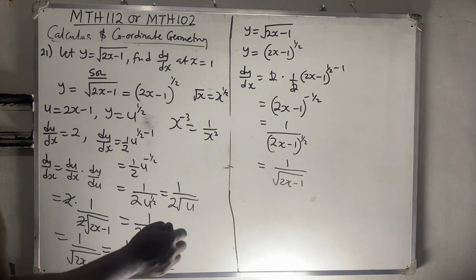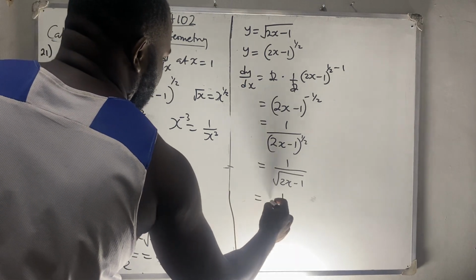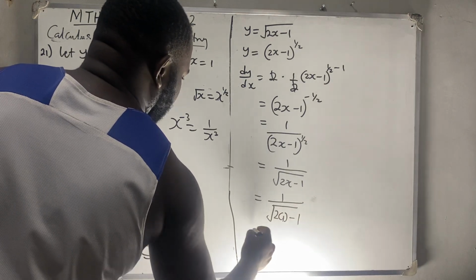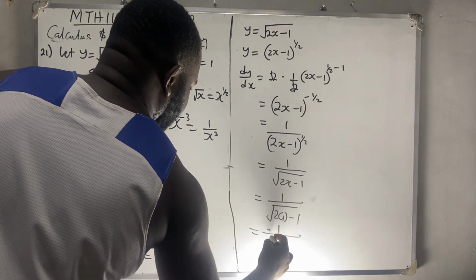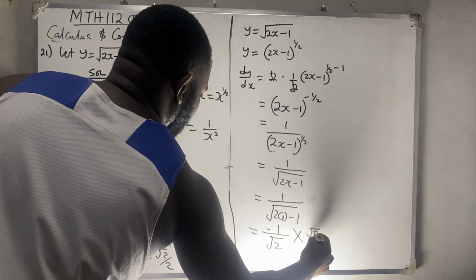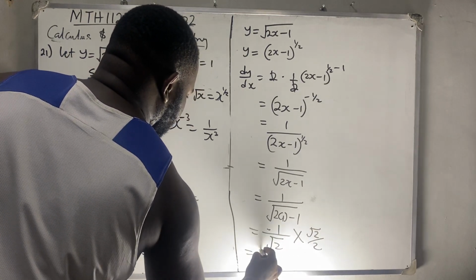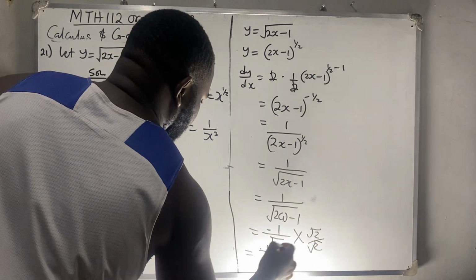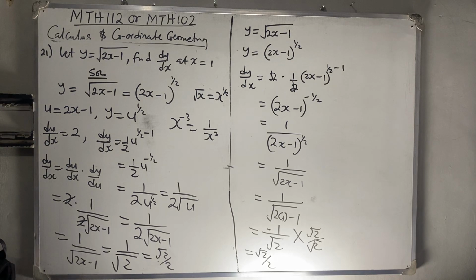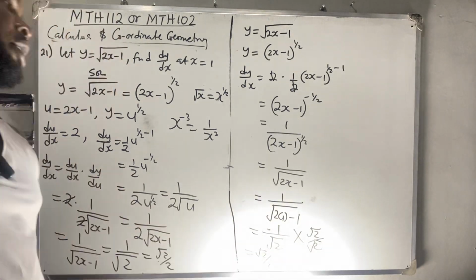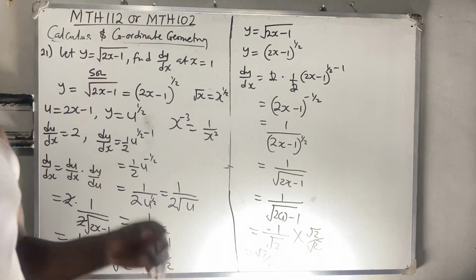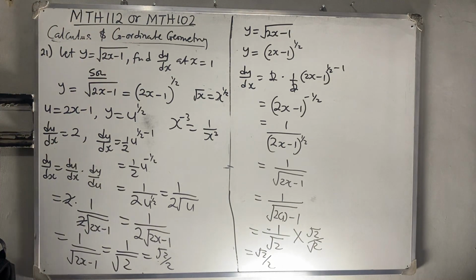So now when x is 1, you have 1 over the square root of 2 into 1 minus 1, which is 1 over the square root of 2. And if you multiply by root 2 over root 2 to rationalize, you get root 2 over 2, because 1 times root 2 is root 2, and root 2 times root 2 is ordinary 2. So 1 over root 2 can be the answer. Root 2 over 2 can equally be the answer, depending on the one you see in the options.